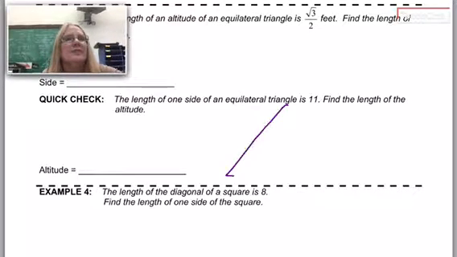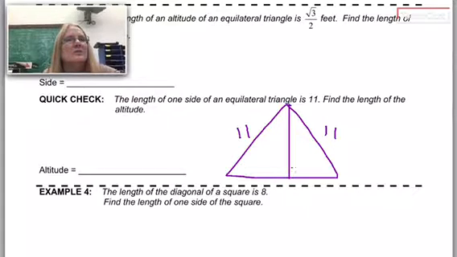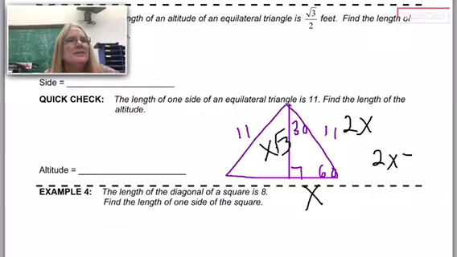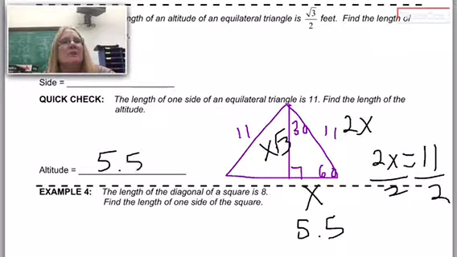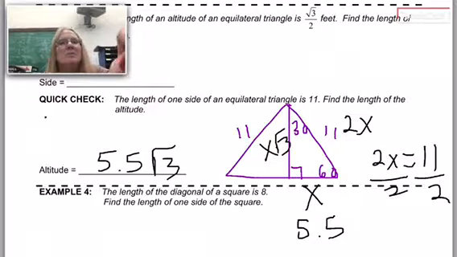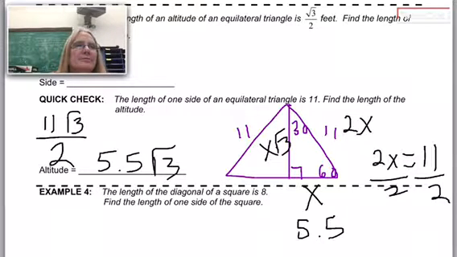Hope you paused it. Equilateral triangle, each side is 11. Okay, and we want to find the altitude. So here's going to be the altitude, and that's going to be my 30, 60, 90 triangle. So we can again put our x, 2x, and x to the square root of 3. So if 2x is 11, divide by 2, and x is, you can call it 5.5 if you want. And then the altitude is x times the square root of 3, so 5.5 to the square root of 3. Some people might have written it as x to the square root of 3 over 2. That's the same thing, and that's fine.